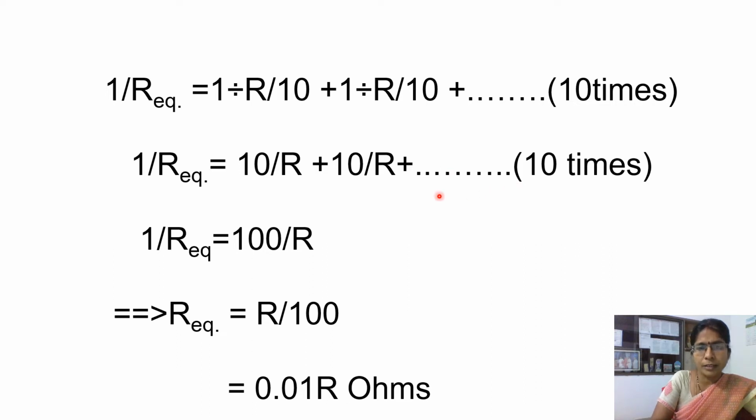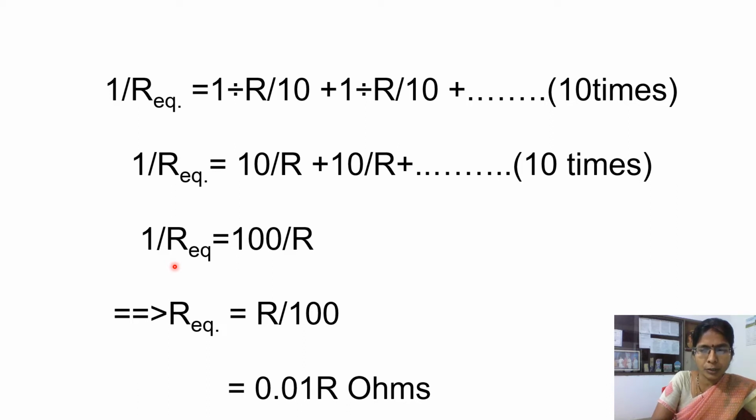And this is the same fraction which is repeated for 10 times. Repeated addition is a multiplication. So we can multiply it directly instead of adding 10 times. That is 10 into fraction 10 by R. 10 into 10 by R is equal to 10 tens are 100 by R. So this is equal to 1 by equivalent resistance of the parallel combination.